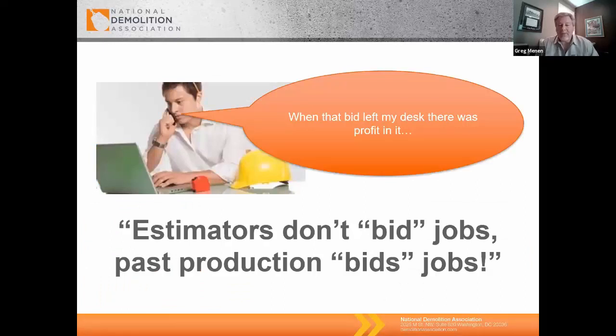So when it comes to estimating, we like to say that estimators don't bid jobs, past production bid jobs. What does that mean? As you can see on there, when the bid left my desk, there was profit in it. Basically what that means is you can't simply run into a job and say, I know everything, especially if you come from an industry that has nothing to do with demolition. So what we count on is our knowledge of the business based over many years, or what we draw upon is what we call past production.